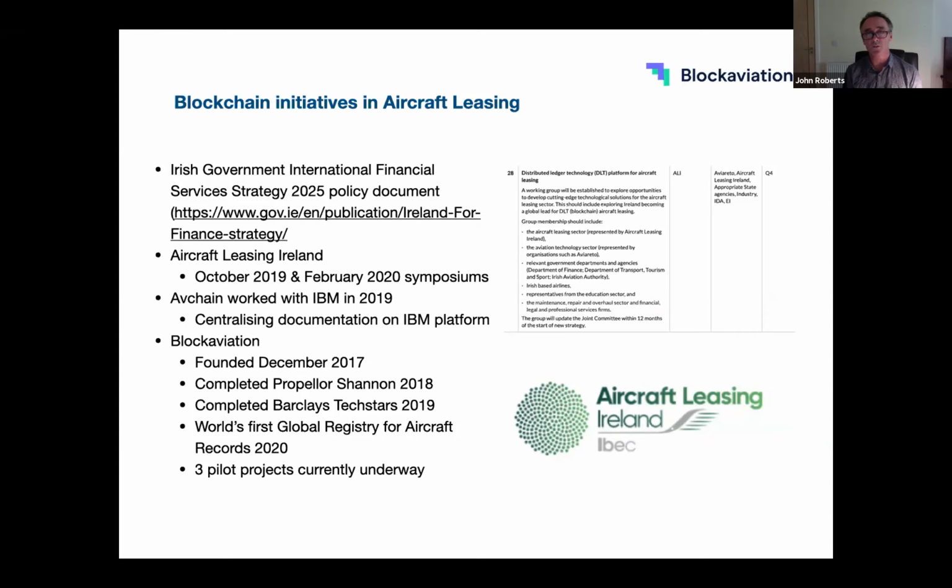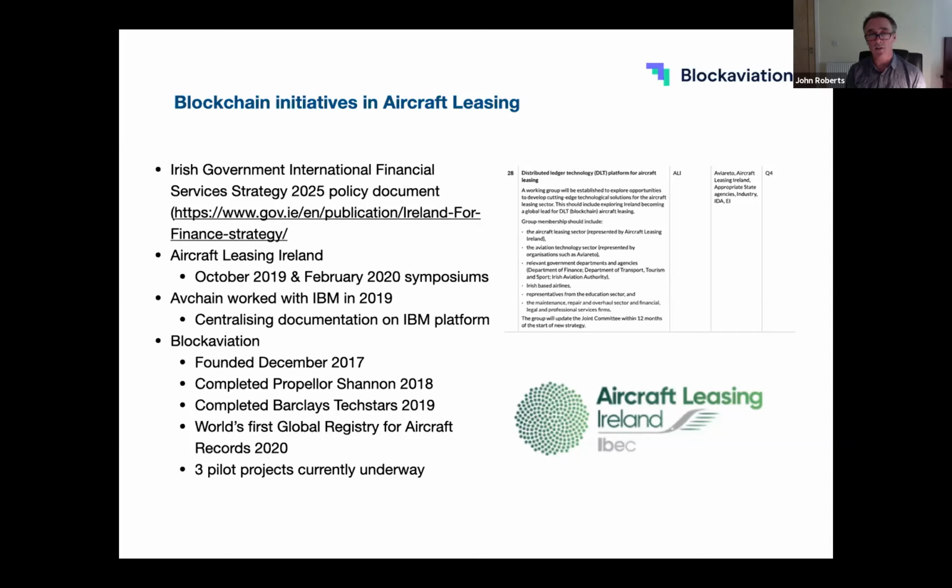And they've run 2 meetings, 2 symposiums with quite a large group of people. The meeting in October had about, I think, 40 people at the meeting. And then they had a follow-up meeting to narrow the focus down in February 2020. And we're aiming for a new meeting in Q3. We've had Avchain. I think Avchain spoke at this forum back in January, as far as I remember. So they were working with IBM on centralizing documentation on an IBM platform.